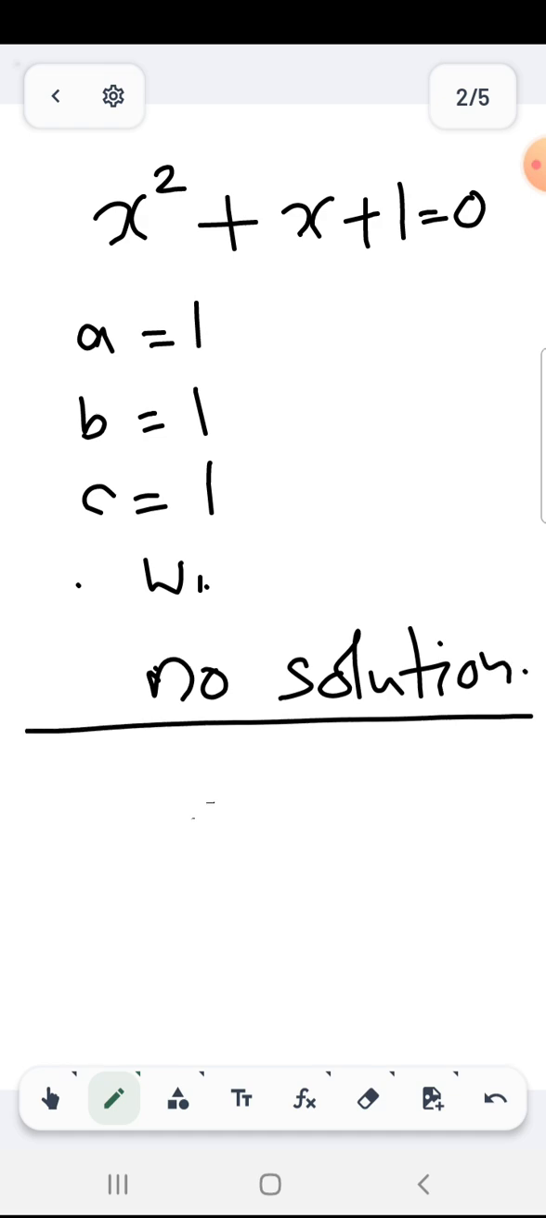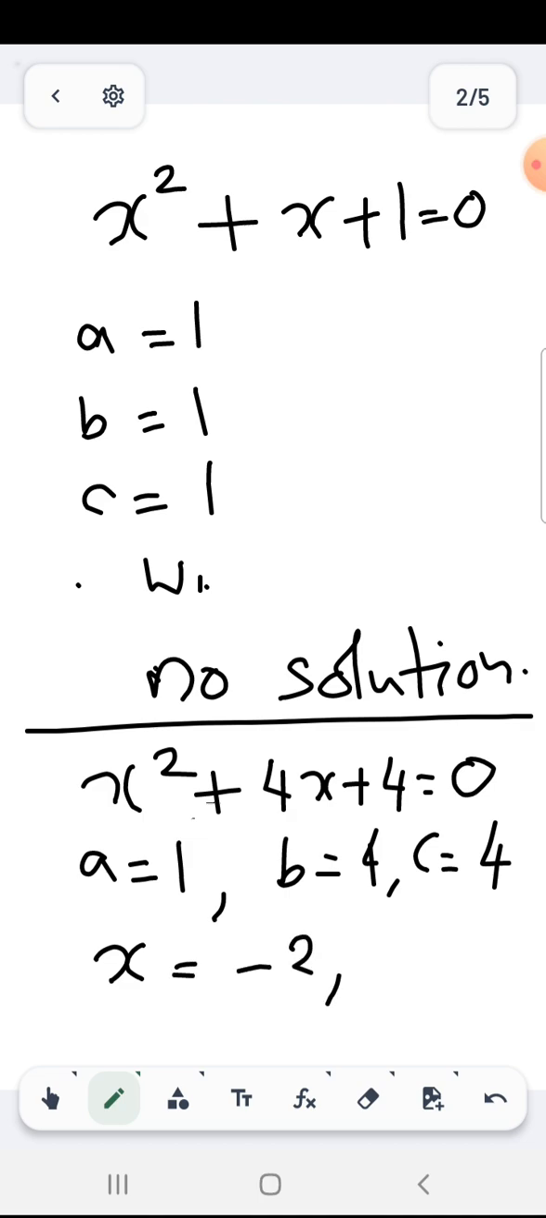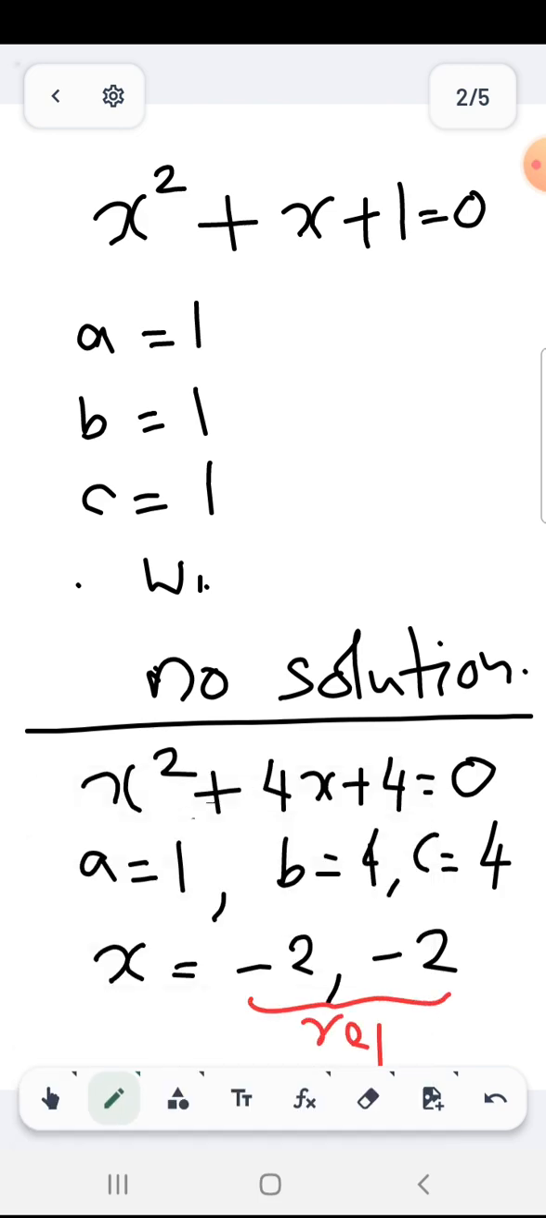Another example, if I take x square plus 4x plus 4 equal to 0. This equation, we have a equals 1 because the coefficient of x square is 1, and b is 4 and c is 4. When you solve this equation using any of the methods, you will get the value for x equal to -2, -2. That means it's the same solution, that is the repeated solution, right? So this is a repeated solution.